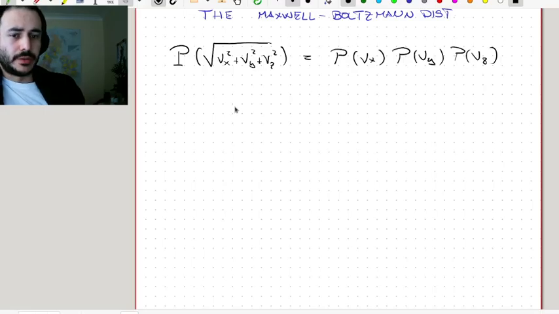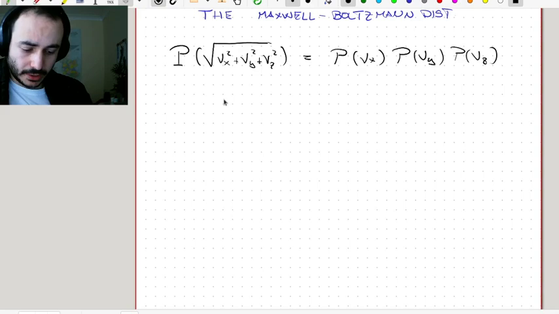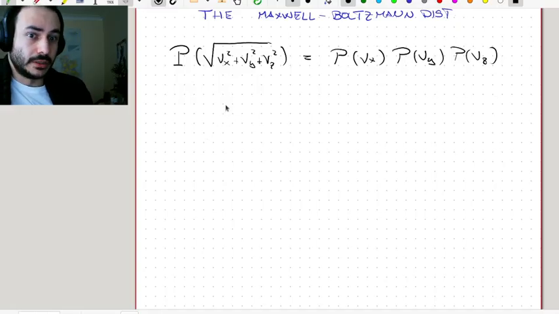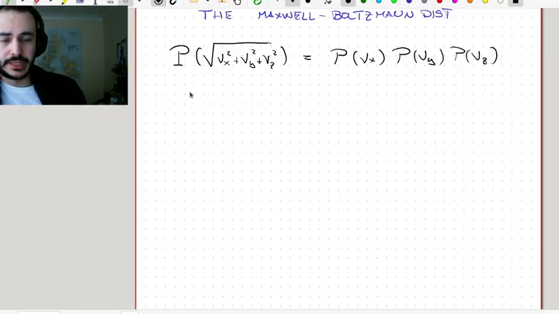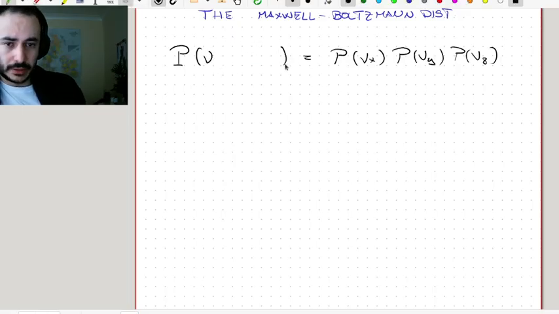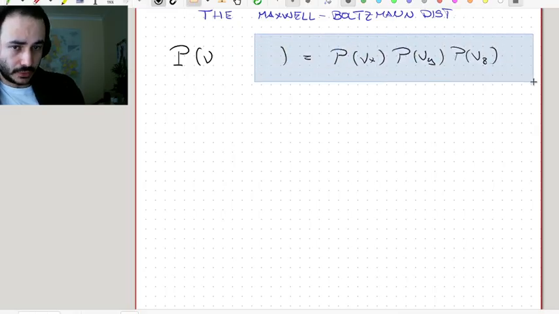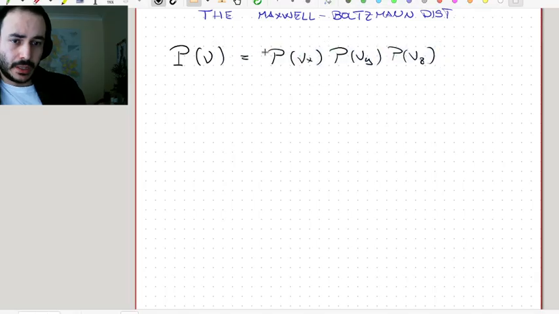So let's now find systematically which function can achieve this. It seems a bit difficult that we find such a function, or if you already guessed that it's an exponential, well, it is an exponential, but we can actually find that systematically. So let's do it. I will write here just for shorthand v, where v is the modulus of the velocity.